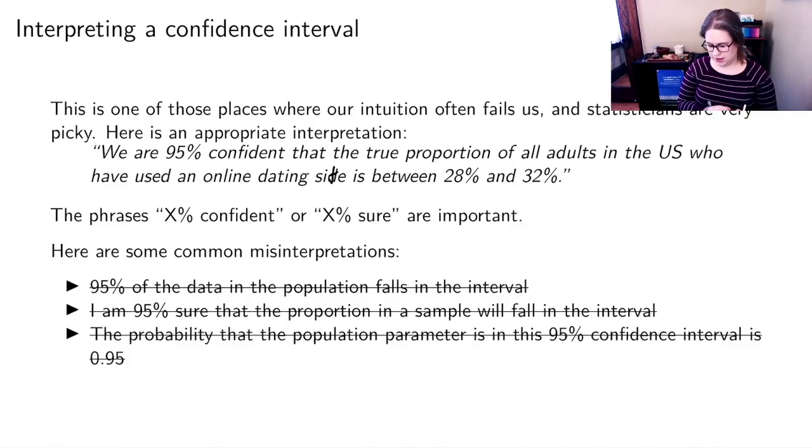We don't want to say that you're 95% sure that the proportion in a sample will fall in the interval, because when you make the interval, it's always centered on your sample statistic. And it's not true that the probability that the population parameter is in this 95% confidence interval is 0.95. The population parameter either is or isn't in this interval. We don't really have a way to know. And it's really that 95% of the time, when you generate an interval like this, that interval will contain the population parameter. But we can't say anything about this particular interval.